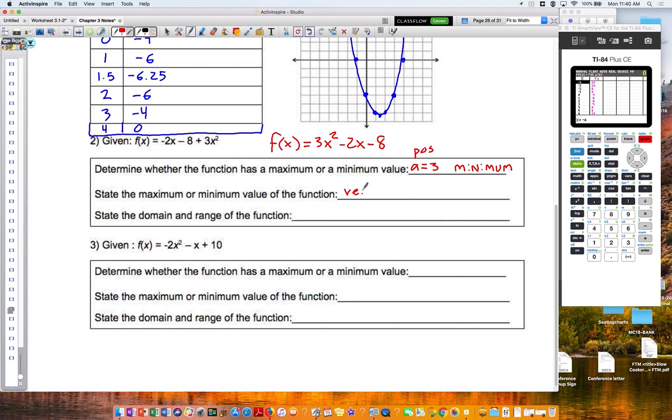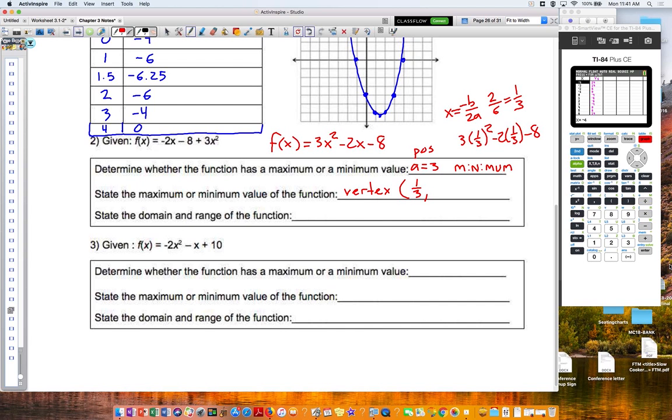Now it says state the maximum or minimum value of the function. This is the vertex, so I just need to find the vertex, just like I was doing up top. So x equals negative b over 2a. The opposite of negative 2 is 2, 3 times 2 is 6, so 2 sixths, or 1/3. Now plug in 1/3 into the equation. So I'm going 3 times 1/3 squared minus 2 times 1/3 minus 8.